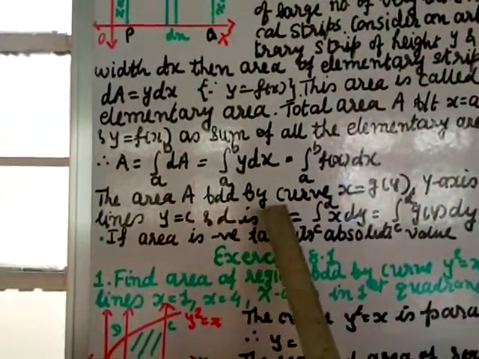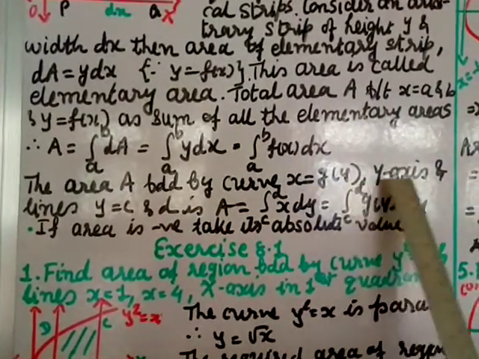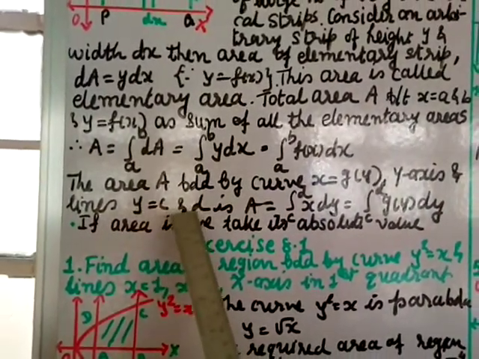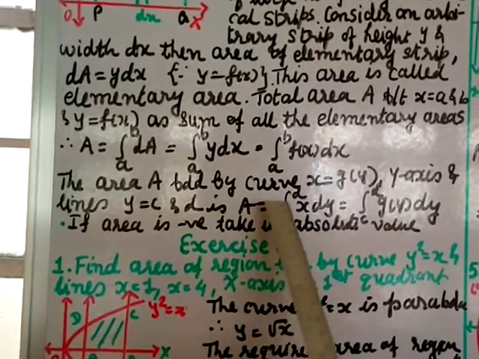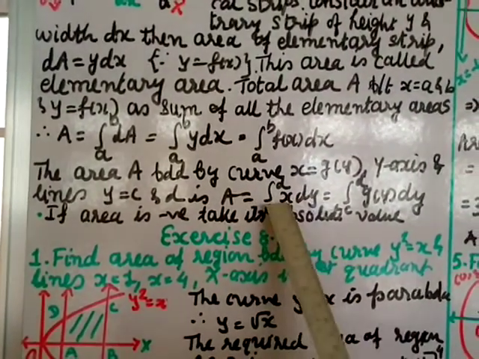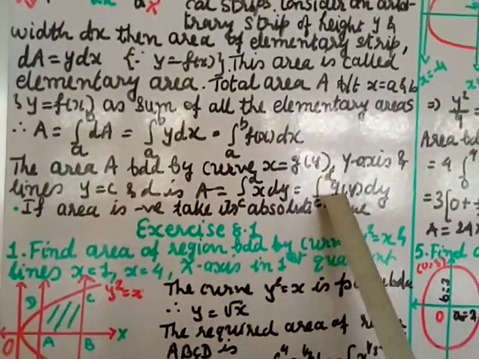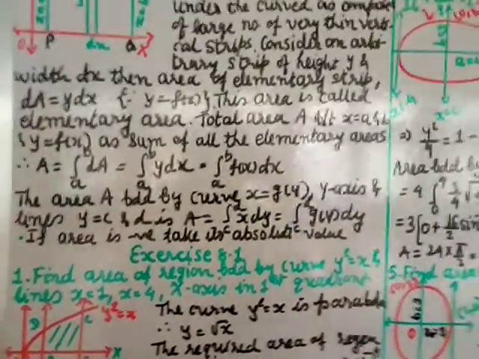The area A bounded by the curve x equals g(y), the y-axis, and the lines y equals c and y equals d is A equals the integral from c to d of x dy. x is a function of y, so you can write x equals g(y). So the integral from c to d of g(y) dy. The figure will be something like that. This is the curve x equals g(y). This is the line y equals d, and this is the line y equals c, and this is the y-axis. So the area will be with respect to y. You have to integrate. So area A is equal to the integral from c to d of g(y) dy. So that is what is mentioned in the second.